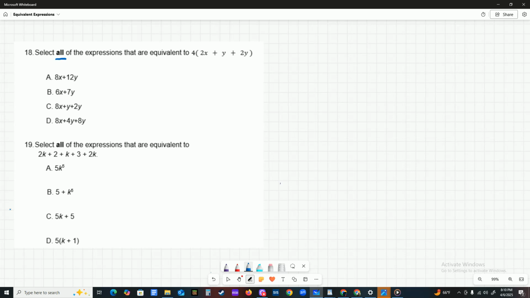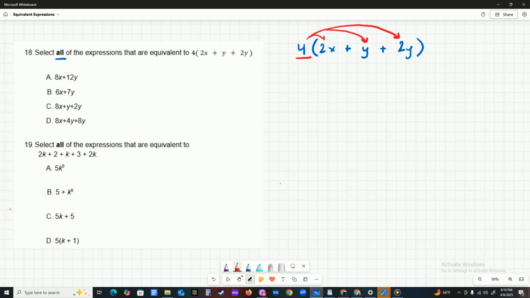That are equivalent to 4 times the quantity 2x plus y plus 2y. All right, so we're given this expression and we need to see if it becomes A, B, C, or D. And to do that, we are going to use the distributive property. Remember, the distributive property allows you to take the 4 and multiply it into every term that's on the inside.